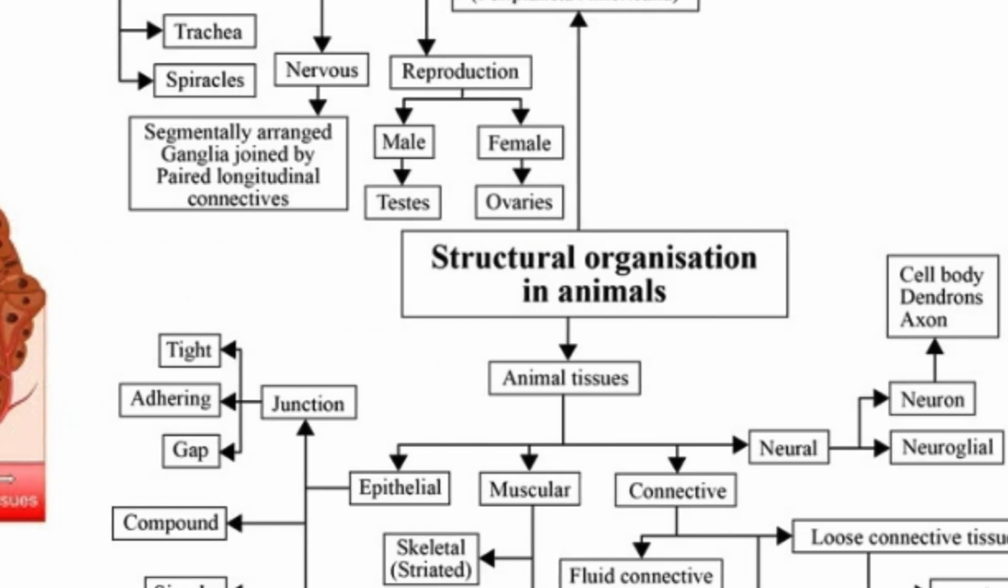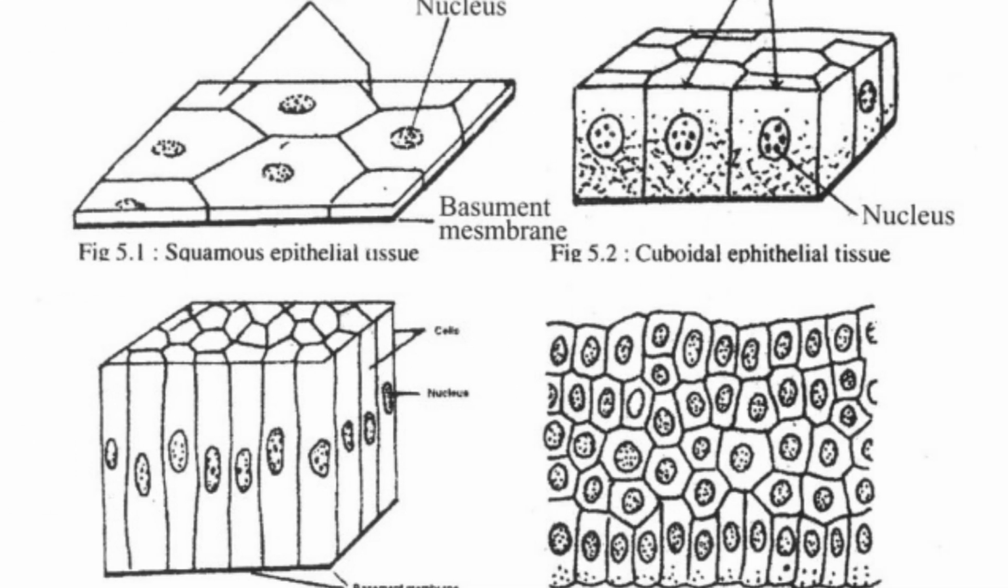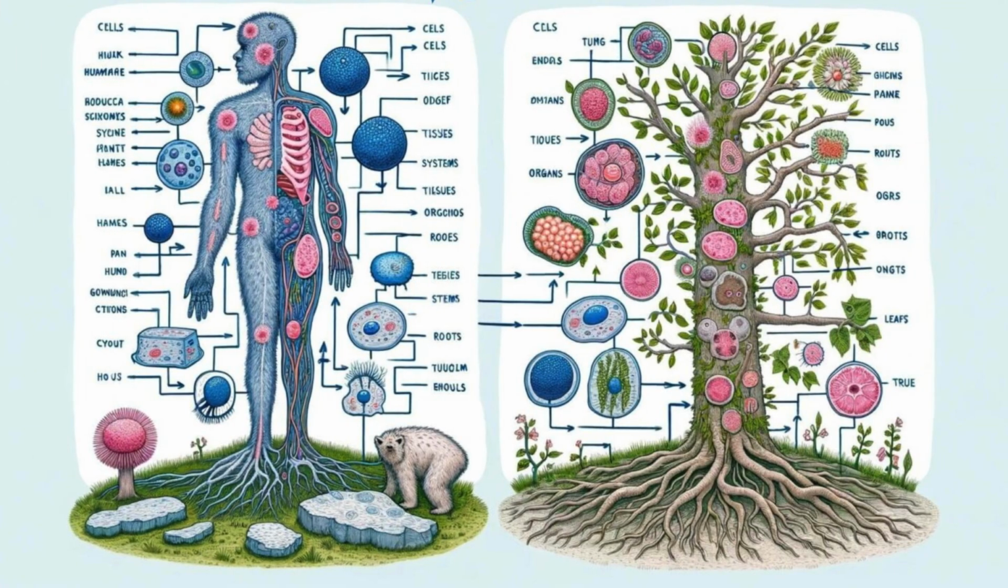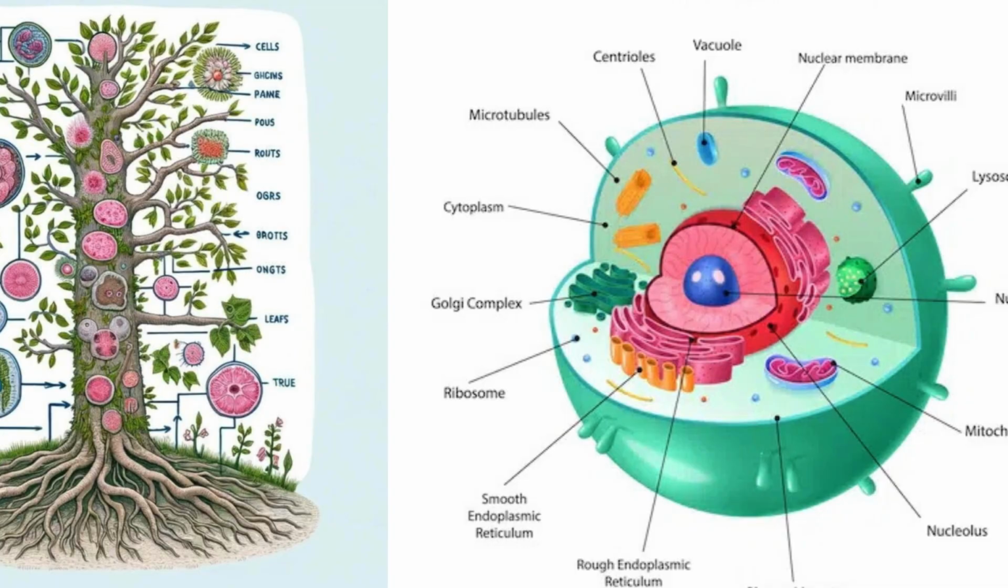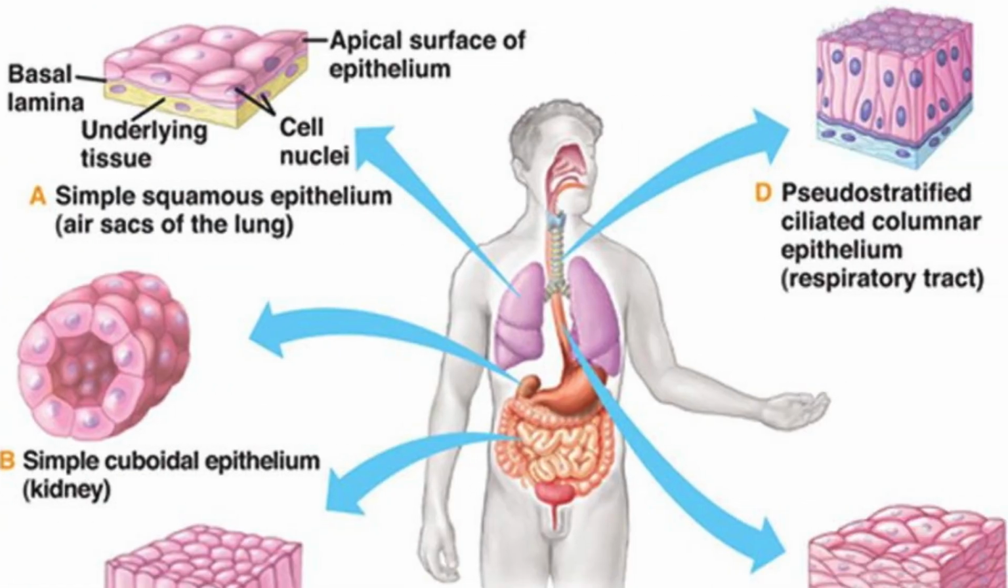Pseudostratified epithelium. It looks like it has multiple layers because the nuclei are at different levels, but it's actually a single layer. It's found in the respiratory tract, where it helps trap and move particles. Transitional epithelium. This tissue is stretchy and can change shape. It's found in the urinary bladder, allowing it to expand and contract.